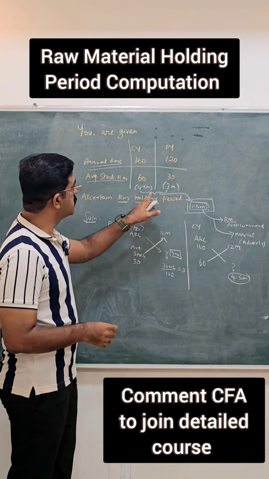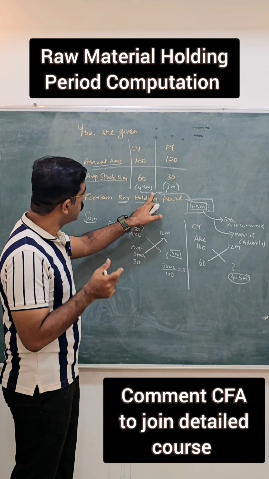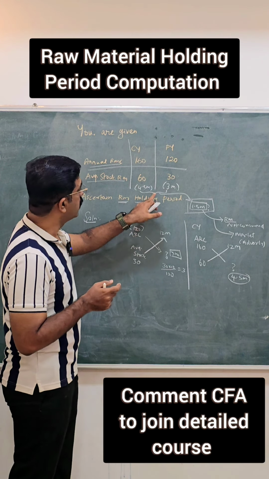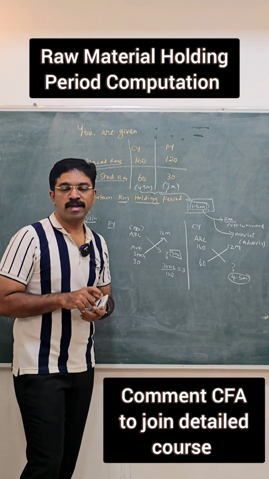So by looking at this movement, we get to know that there is a deviation from their normal level, and it got to be understood. And this is how you calculate raw material holding period.